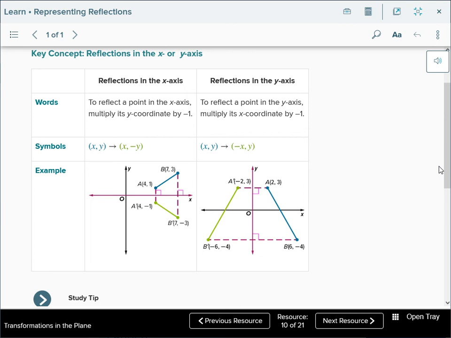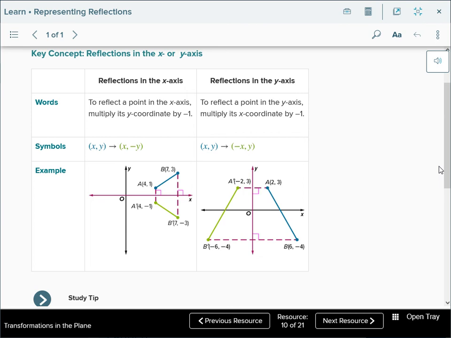What do you got to do to -2, 7? Multiply the 7 by -1. So what's the new coordinates going to be for the new point? Be careful now. Do you change the 2? No, the 2 stays the same, so it's -2, -7. That's what we go to. It's that easy.